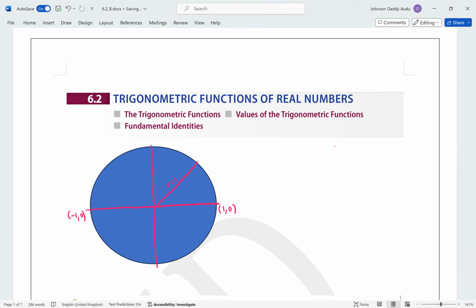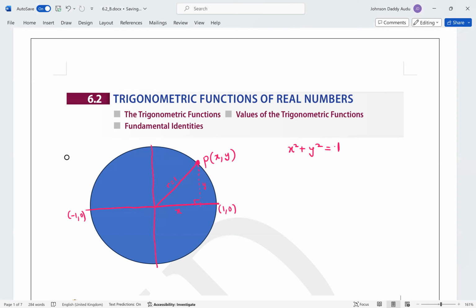Let's assume you pick a point P here. This point is given as (x, y), so it's a point on the unit circle. Since it's a point on the unit circle, if we have a right angle triangle, this is going to be our x and this is going to be our y. And what you can see from here is that x squared plus y squared is equal to 1, because your radius is 1.